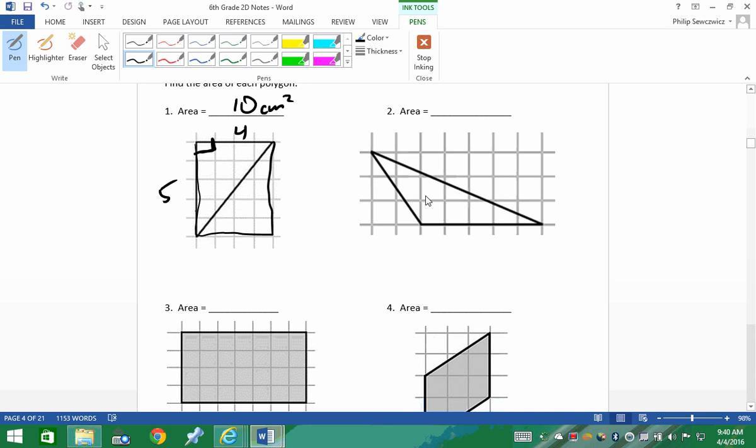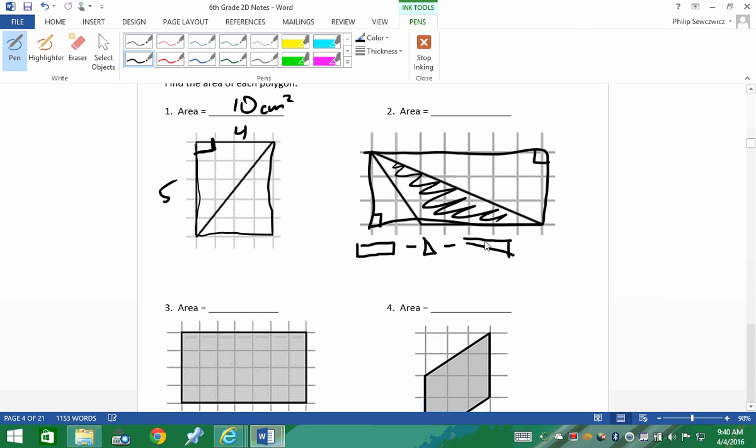And like this guy here. Do we have a right triangle? No, we don't. But if I draw out my rectangle, do you see the right triangle over here? Do you see the right triangle over here? Okay. So now I can find the area of that rectangle, subtract out this triangle, subtract out this triangle, and I'll be left with what's in the middle. That's right there.